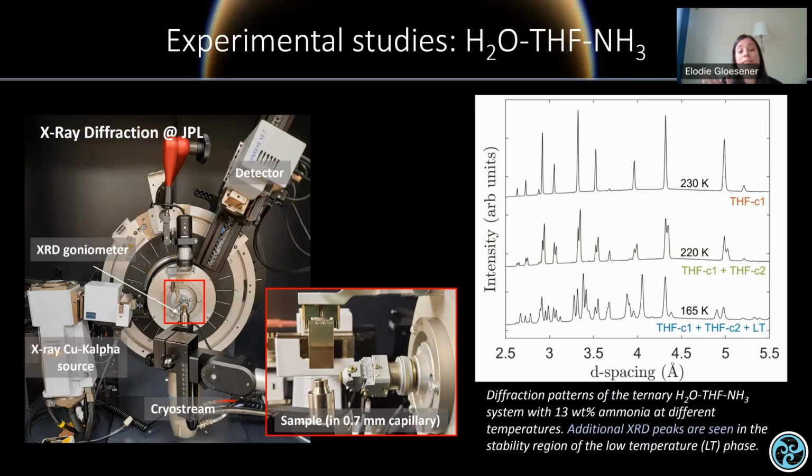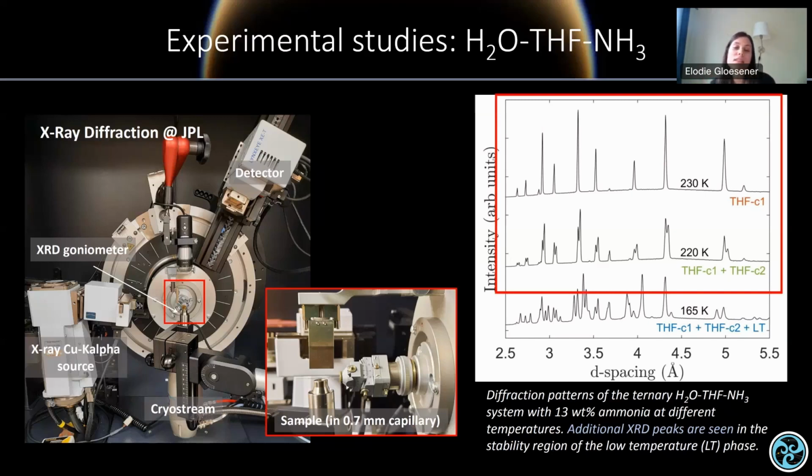The diffractometer operated in a 2 theta configuration, where the X-ray source is stationary here on the left, and the detector scans the range of 2 theta angles between 6 and 70 degrees. On the right, you can see examples of XRD patterns we obtain in the stability regions of the different phases we considered: THFC1, THFC2, and the low temperature phase. I will start by discussing THFC1 and THFC2.